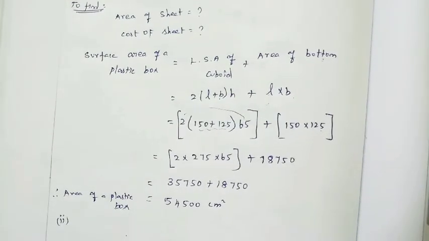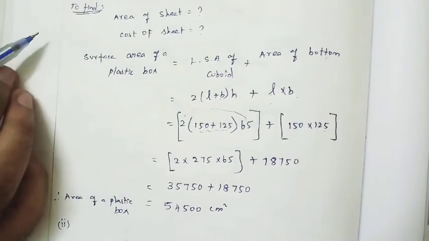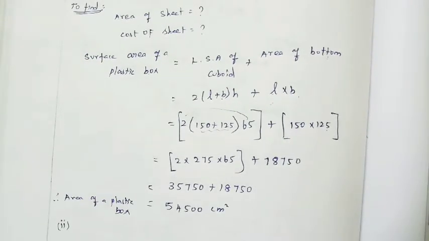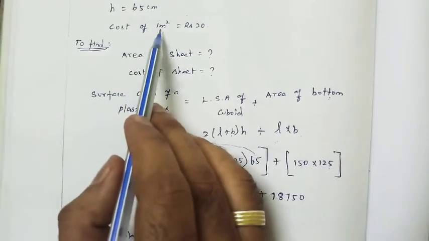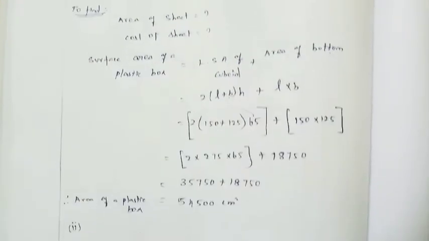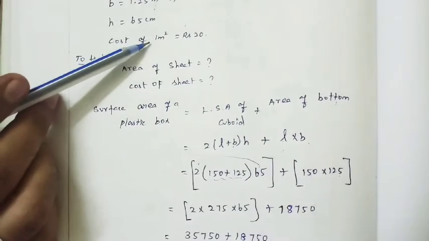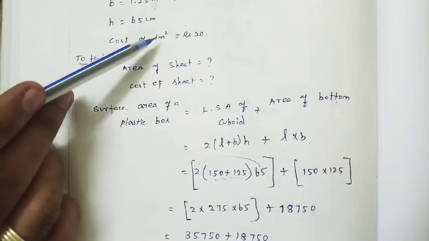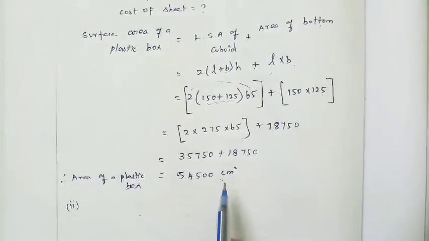Still we want to find one more thing. What is it? We want to find the cost of the sheet. But what is given? Cost of 1 meter square is equal to rupees 20, but we have the area in terms of centimeter square. For 1 meter square, rupees 20 is charged, but here we have centimeter square.